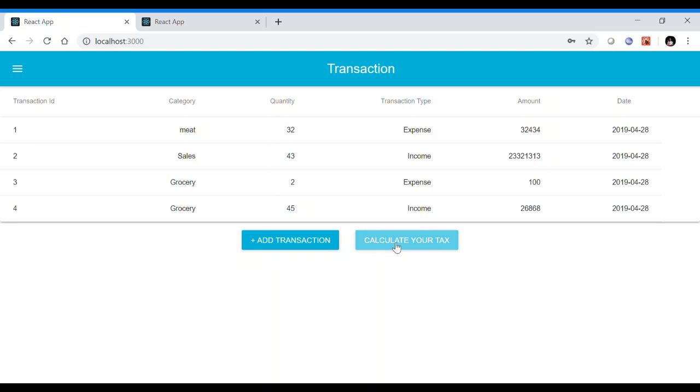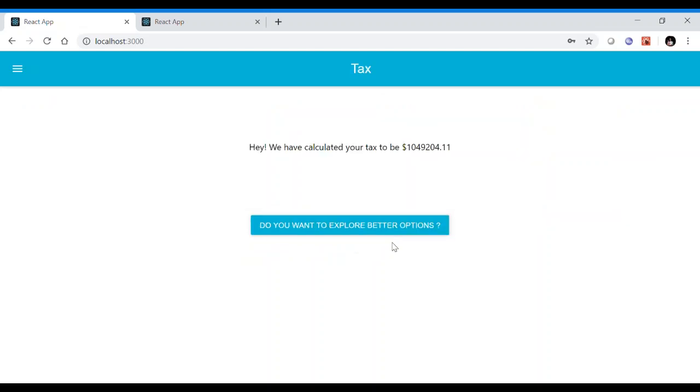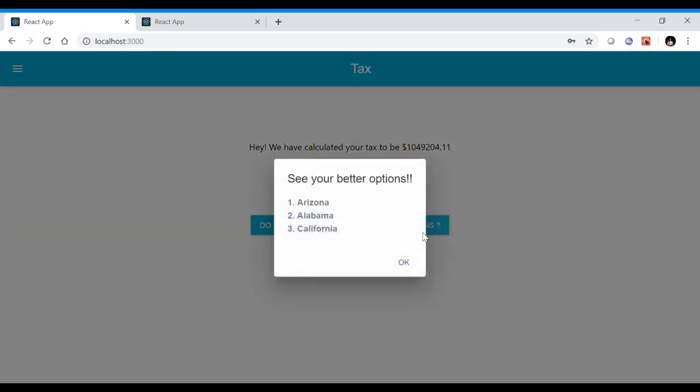And when it's time for the payment of taxes, the amount due can be viewed by clicking on the Calculate Your Tax button. With our machine learning algorithm, we suggest other states where the client can move to depending on the demand of their cuisine, food habits of people, and the taxes in the state.